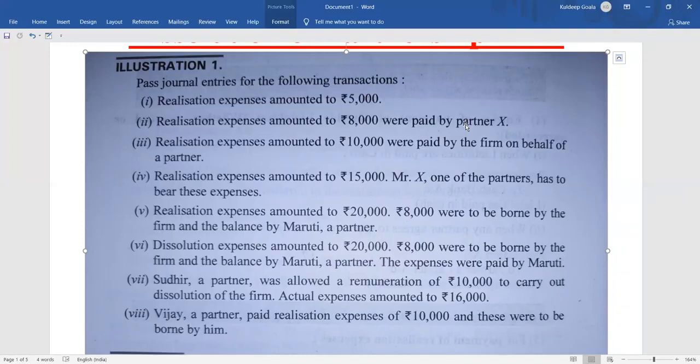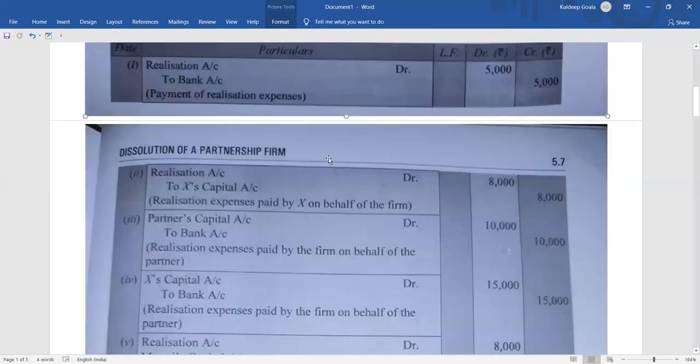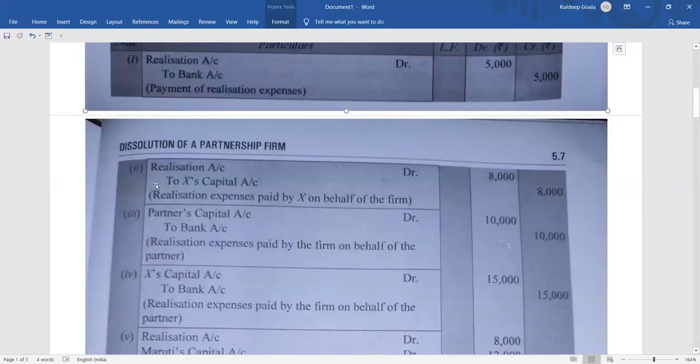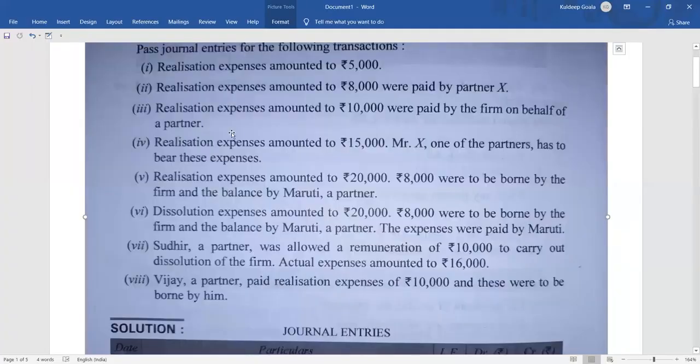The journal entry will be like this. Realization account debit for the loss, to X capital account, the source through which the payment has been done. Realization account debit 8,000 to X capital account 8,000, being realization expenses paid by X on behalf of the firm. On behalf of the firm, X is paying the realization expenses. Clear? Now coming to point 3, realization expenses amounted to 10,000, which were paid by the firm.